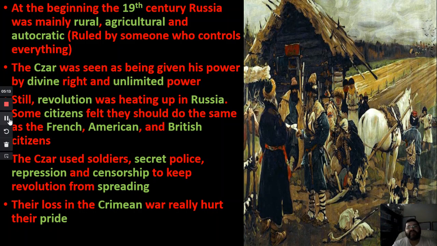Now, if you remember from last week, the loss in the Crimean War really hurt Russia to the point where they isolated themselves. They were ashamed of how badly they got beat.